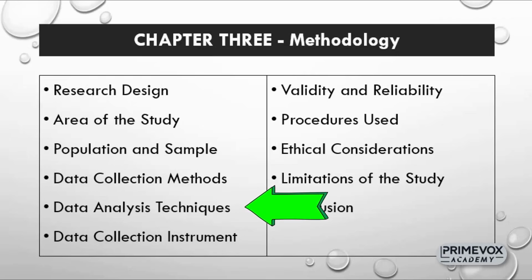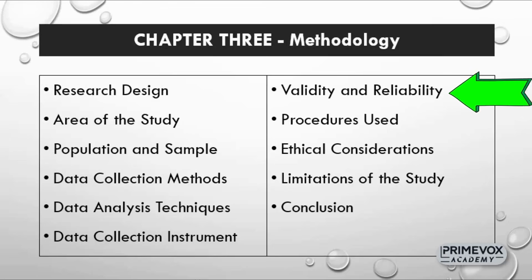Then we also have data collection instruments, validity and reliability. These may not be the same in all institutions. What do we mean by validity and reliability? If you are saying that you are going to use questionnaire as your instrument, or you are going to use whatever instrument, how valid is that instrument? Has it been tested to be reliable? That's what you do in validity and reliability. Then you also state the procedures you use, ethical considerations, limitation of the study, and conclusion.